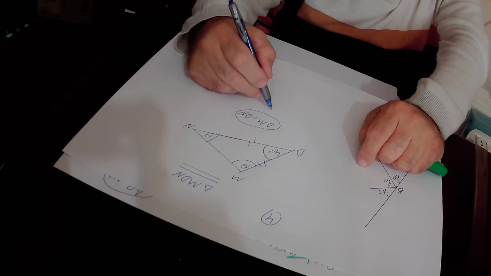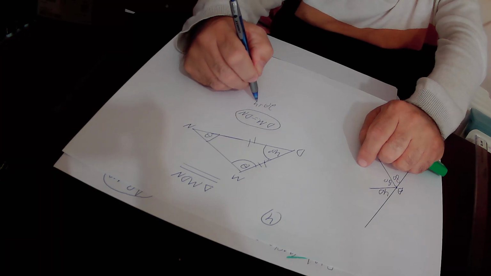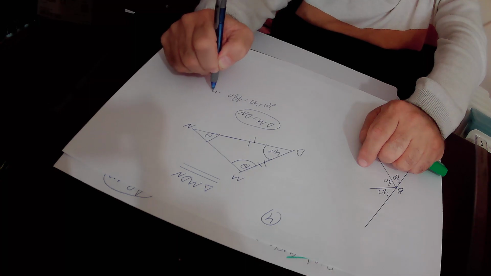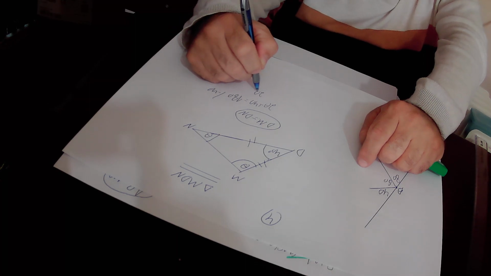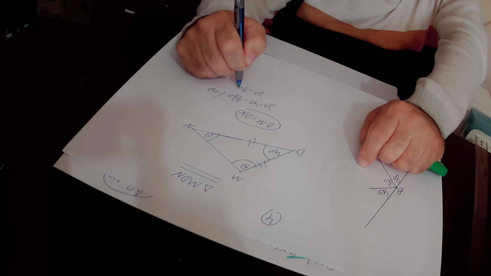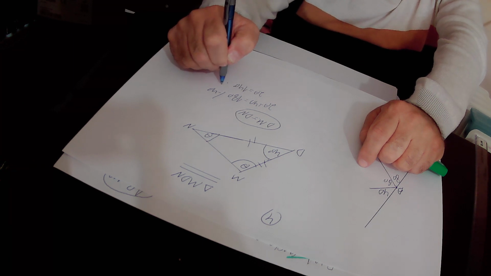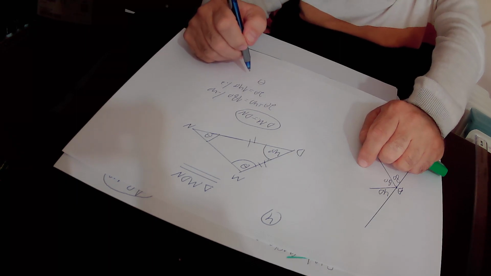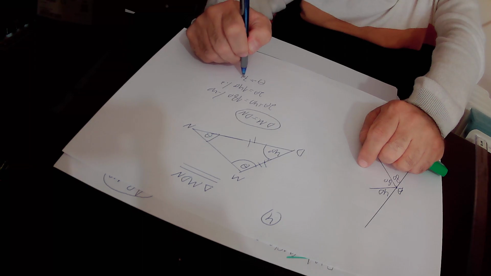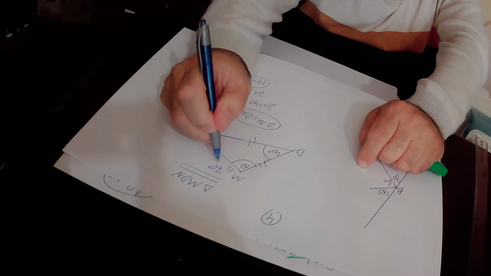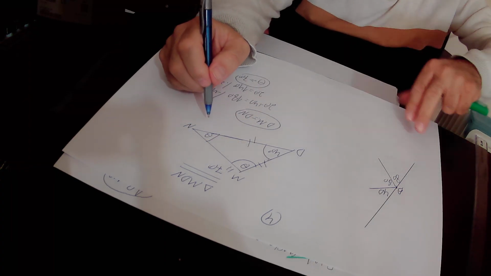Theta plus theta is 2 theta, so 2 theta plus 40 degrees. In total, the sum of those angles must be equal to 180 degrees. We subtract 40 degrees from this equation, and 180 minus 40 is 140, so 2 theta equals 140 degrees. We divide this equation by 2, and finally we get that angle theta equals 140 over 2, which is 70 degrees. So this is angle theta that is equal to 70 degrees in size. That is to say, angle DMN equals 70 degrees in size.